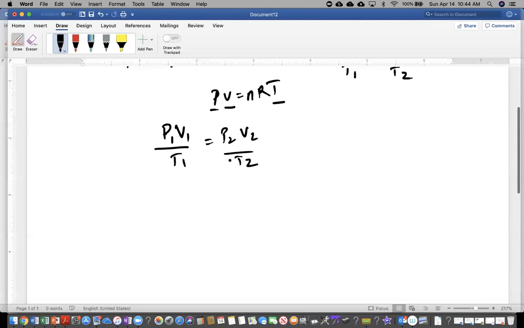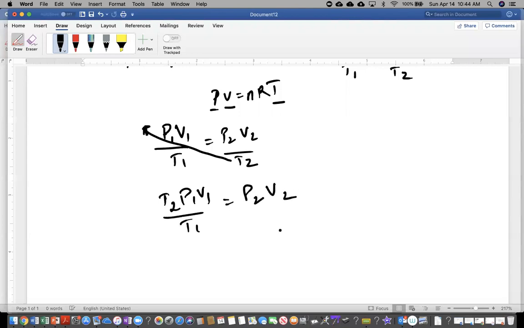What I can do is take this T2 and make it reach here. Why do I want to do that? Because I'm trying to isolate T2. That's why I'm starting with T2. So what will this become? T2 P1 V1 over T1 equals P2 V2. At least my T2 is at the right spot now. Now you can move this T1 up here because you're again isolating T2. So T2 P1 V1 equals P2 V2 T1.